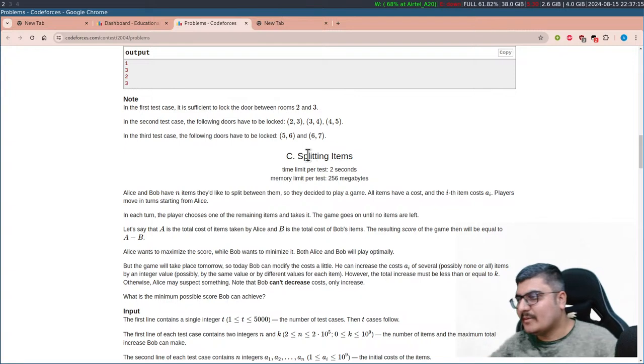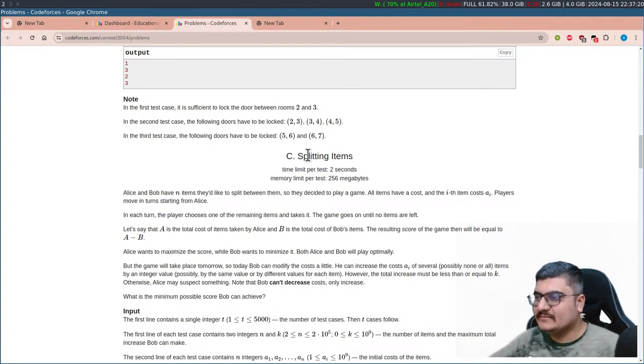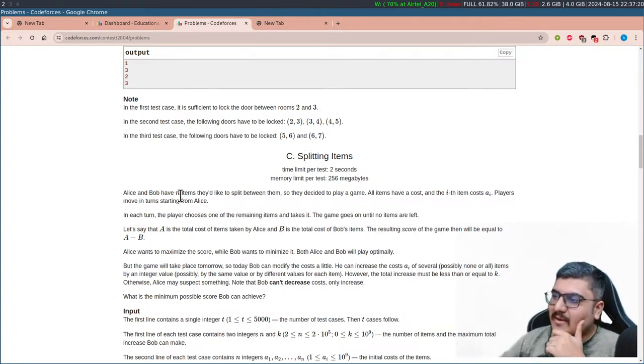Okay, I will probably move to problem C. It says splitting items. Alice and Bob have n items. They'd like to split between them, so they decided to play a game. All the items have a cost. The ith item cost is A_i. Players move in turn starting from Alice.